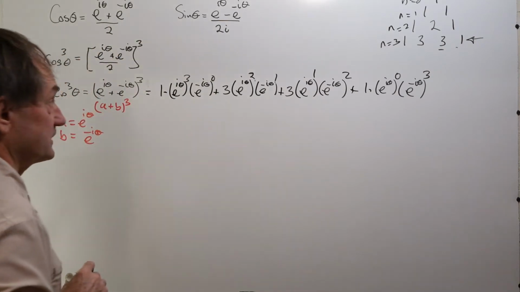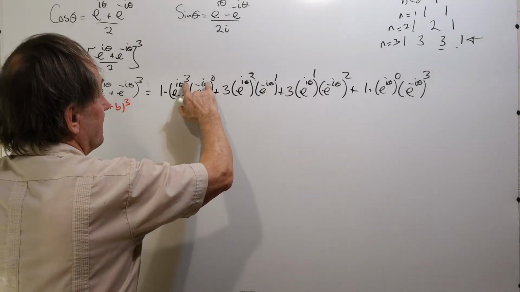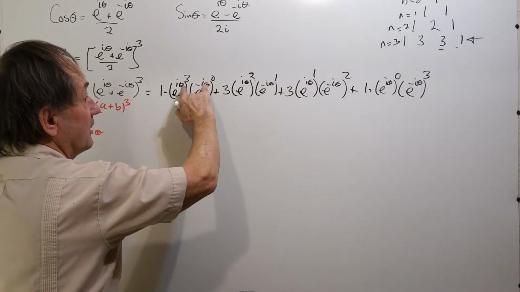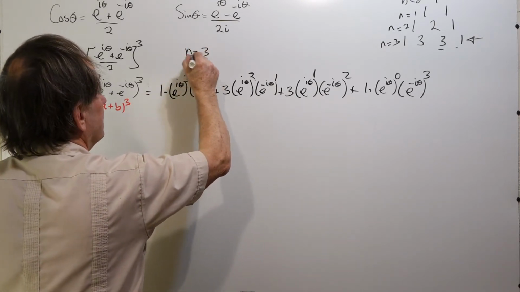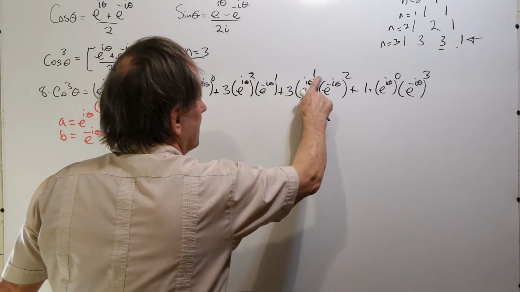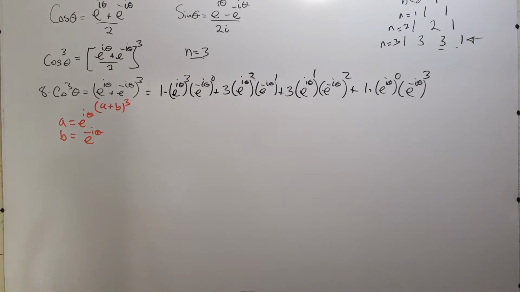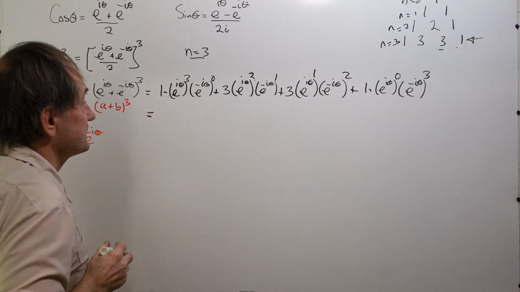So we can check ourselves to make sure that the sum of the powers on each of the terms should be equal to 3, our n. In this case, n is equal to 3. 3 and 0 is 3. 2 and 1 is 3, 1 and 2 is 3, 0 and 3 is 3. So we probably didn't make a mistake here. Now, let's simplify.